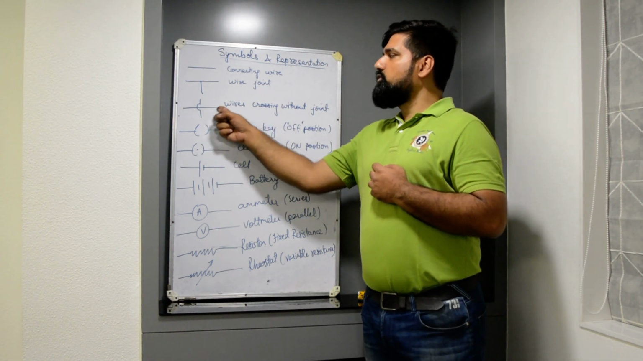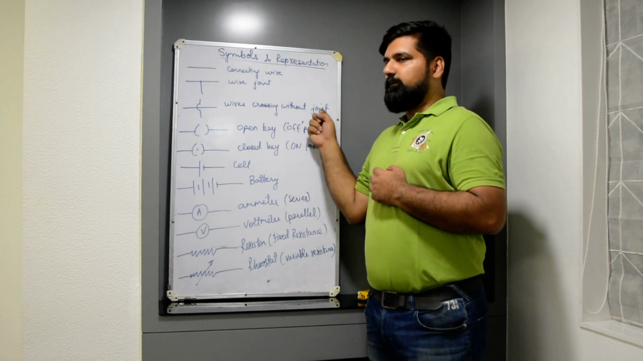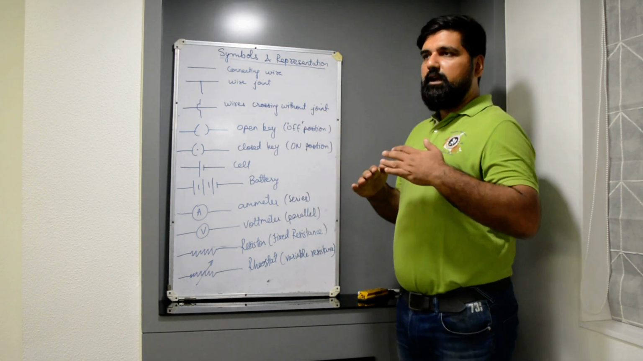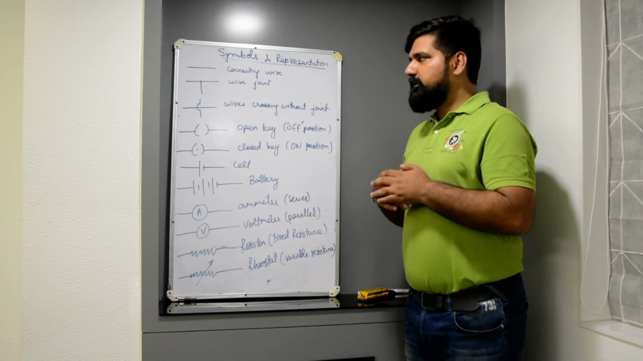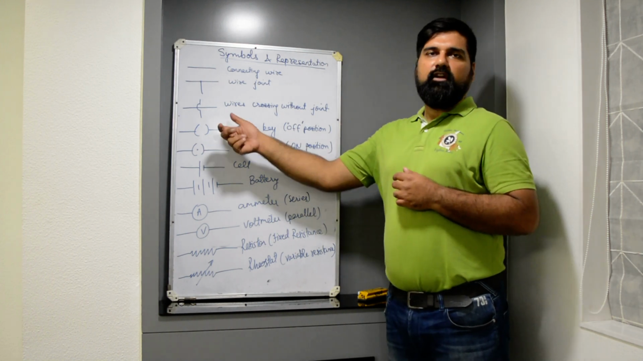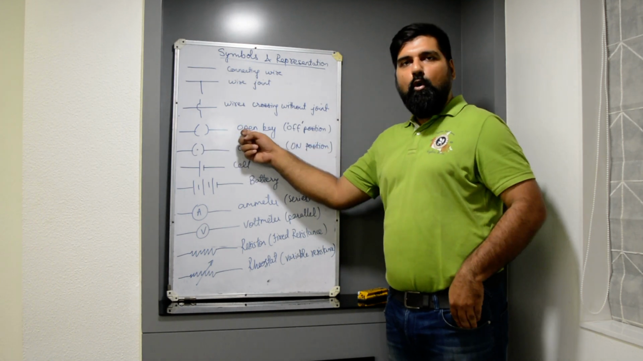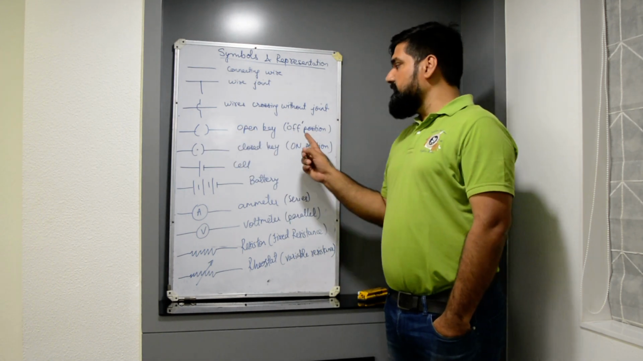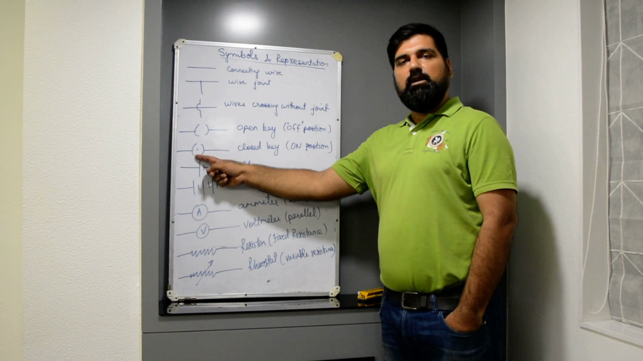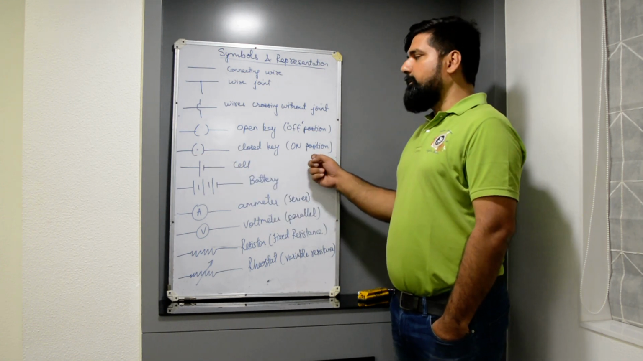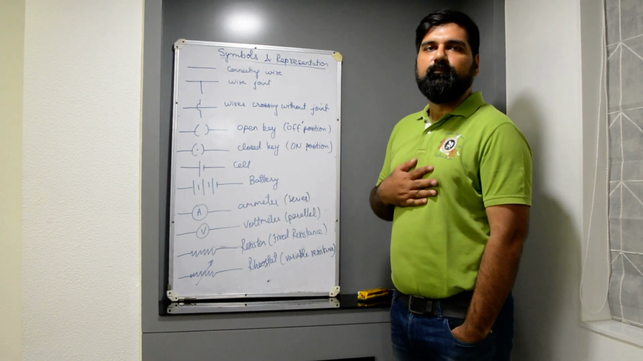This is the two wires are crossing without joining. Okay, so they are not joining but still they are crossing each other. Then we have an often on-off key which we use in our day-to-day life. This is a symbol for open key. Open key basically means off position, and this is a symbol for closed key which means on position. That means the current is flowing in the circuit.